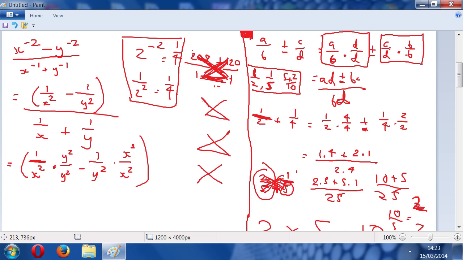So d over d in this case is y squared over y squared. B over b is in this case x squared over x squared. I do 1 over x squared minus 1 over y squared. And BD is x squared y squared here. Okay, so that's that. And the denominator rather, so 1 over x, and then because we're dealing with the addition of fractions, we just do y over y. So we do d over d there, and then we do 1 over y times b over b, or in this case x over x.